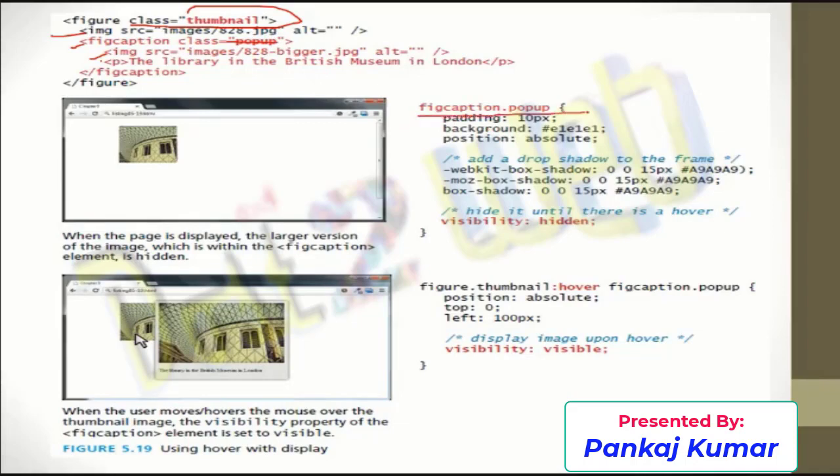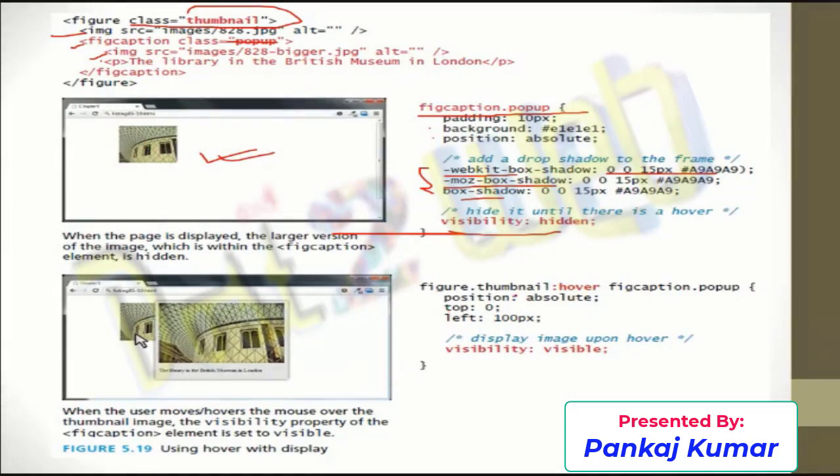We have to define the CSS dot pop-up. That means in figure caption we have the pop-up, padding, background, position. Now you have to add a drop shadow frame. This is used especially when you are using CSS3 responsive, with the webkit box-shadow. You define some properties and values, the same for the moz box-shadow, and you give visibility hidden. The moment you open the website it will be like this, and the moment you click, the visibility will appear.